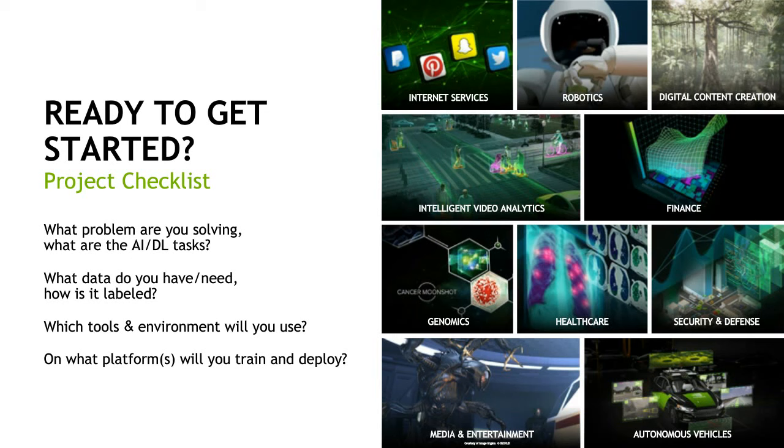If you decide to apply deep learning, you'll need to determine which AI tasks are involved. It could be detection, classification, segmentation, prediction, recommendation, or a combination of several tasks that implement a more complex solution, like speech to text, text to another language, and then text back to speech.